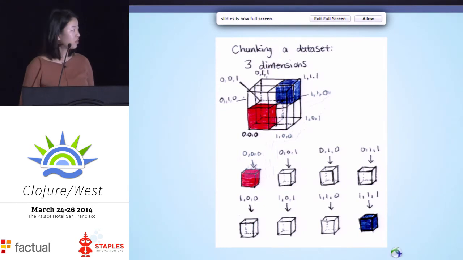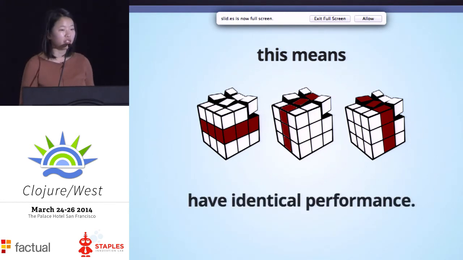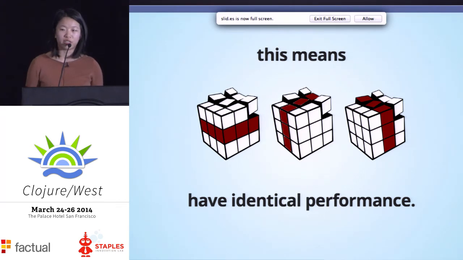What this means is that when we query over any of these dimensions, they all have the same performance because you're querying through the same number of chunks. And we can optimize these chunk sizes such that you are querying the least amount of chunks possible. This can make your reads very, very fast, especially if your data set is a terabyte.